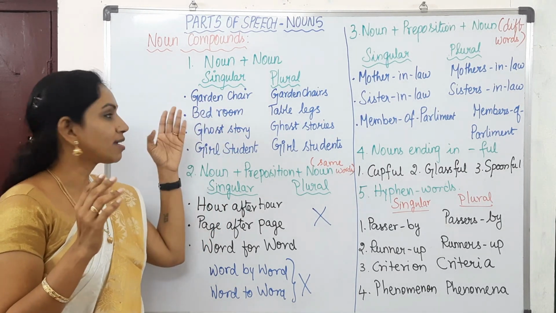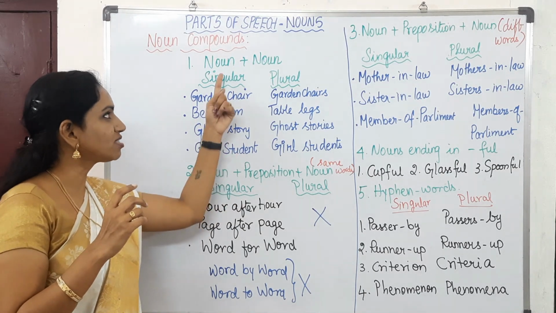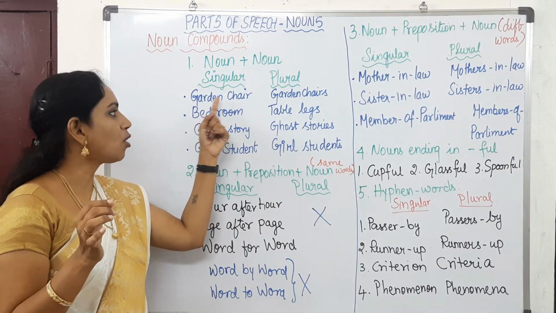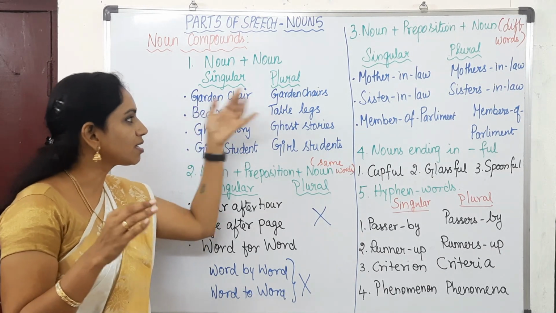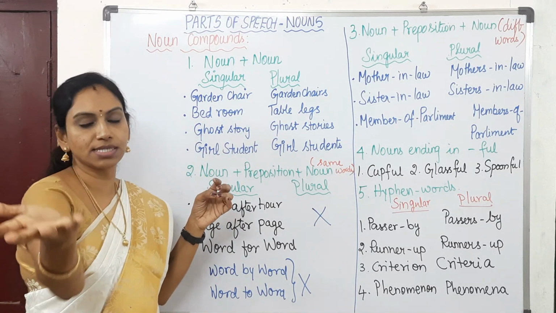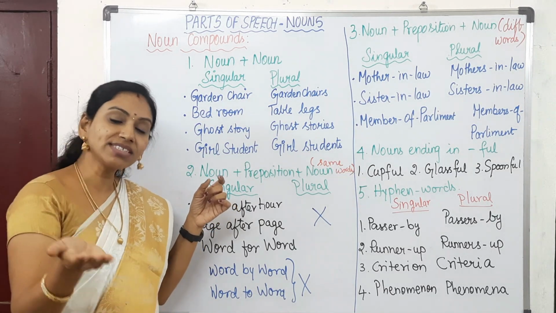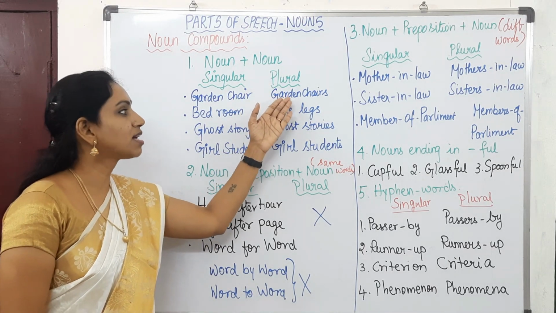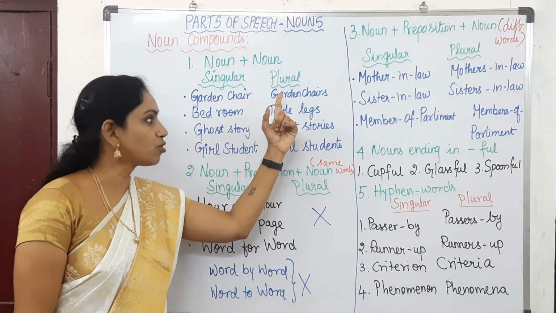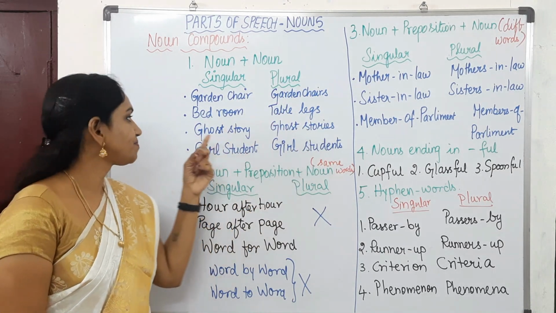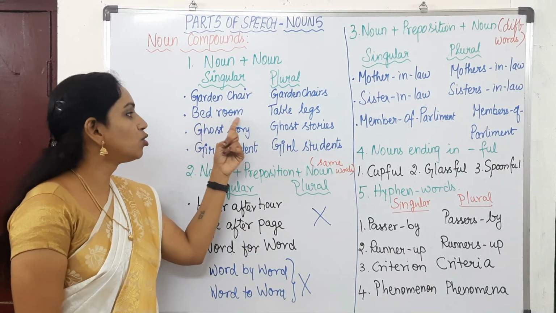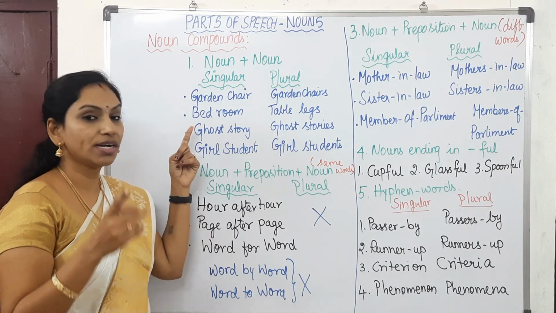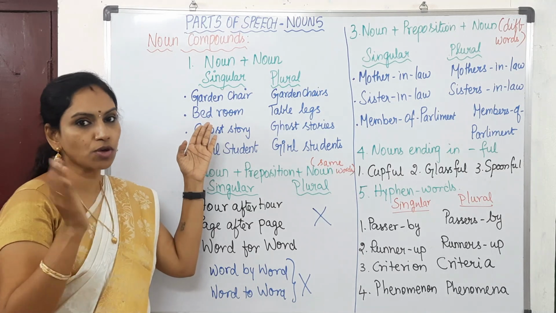If it is singular, these are a few examples for such categories. Singular: garden chair. This is a noun, this is also a noun. The same thing in plural, you cannot write gardens. That is wrong. Chairs can be plural, but garden cannot be plural. It's a common noun. So, plural is garden chairs. Both are nouns only. So, noun plus noun. Garden chairs. Next, bedroom. It's a singular word. Noun plus noun. Bed is also a noun. Room is also a noun.